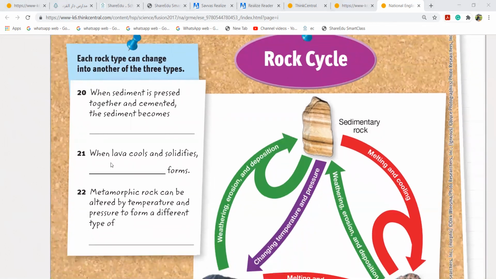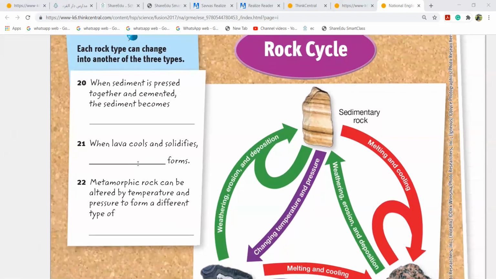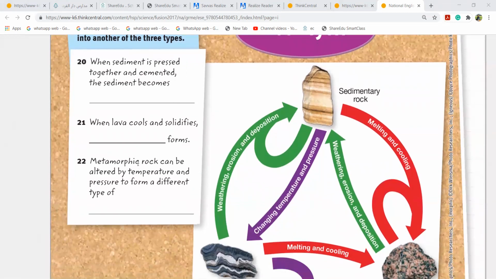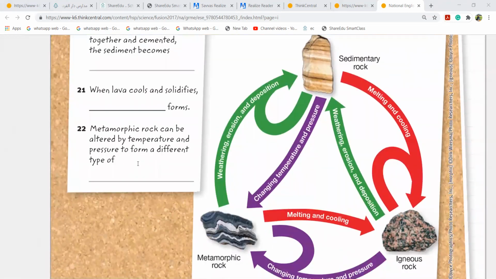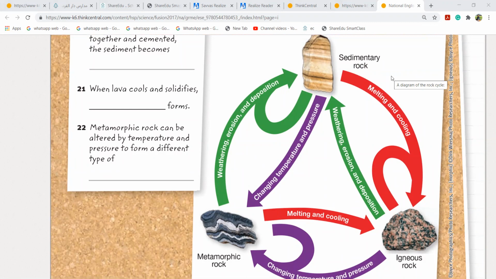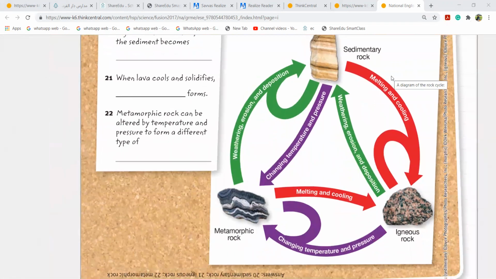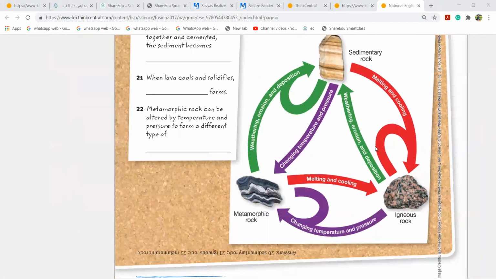Sedimentary. Okay. Zishan, when the lava cools and solidifies, which rock is formed? What is the name of the rock? Magma cools and everything. I was saying it to you for two days. Igneous. Igneous rock. Igneous rock is formed by magma when it cools.